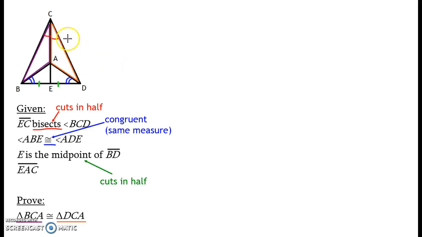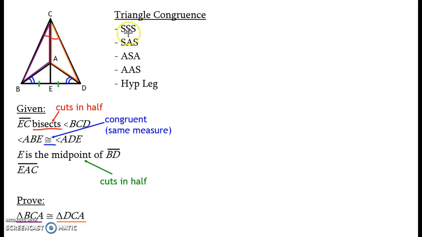We could use angle, side, angle. We could use side, angle, side. There's a big list of different triangle congruence proofs, and I'll list them here. So here they are: side, side, side; side, angle, side; angle, side, angle; angle, angle, side; and hypotenuse leg. One of them we can eliminate right away. Nothing in this problem says that there are right angles. Nothing here says perpendicular lines. So hypotenuse leg is probably not going to be the one that we're looking for.